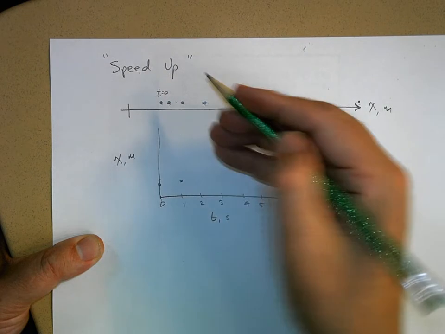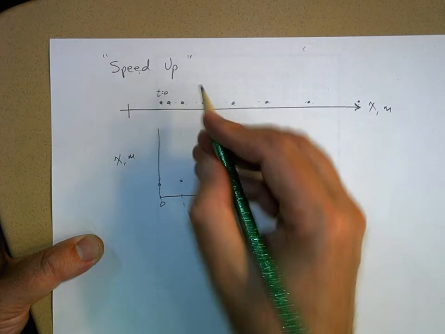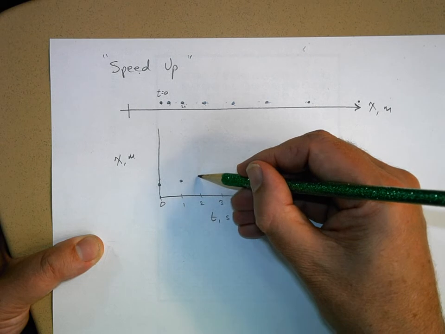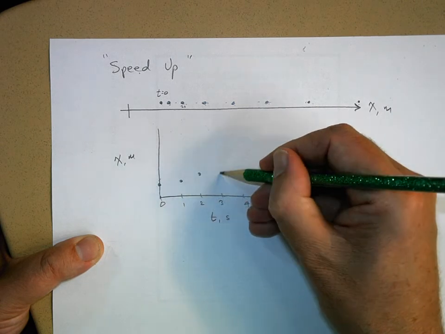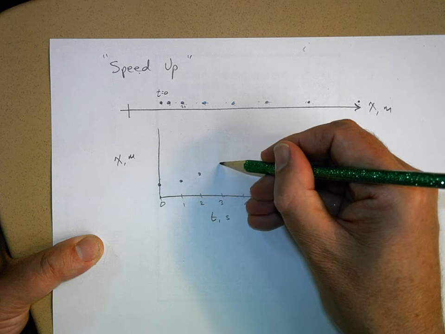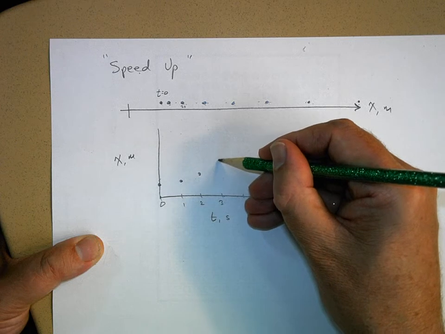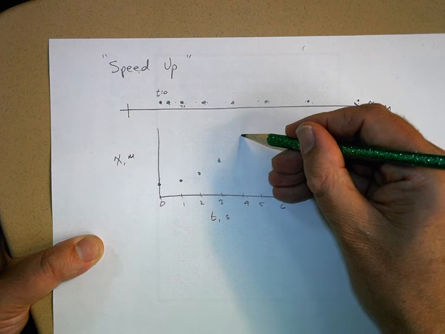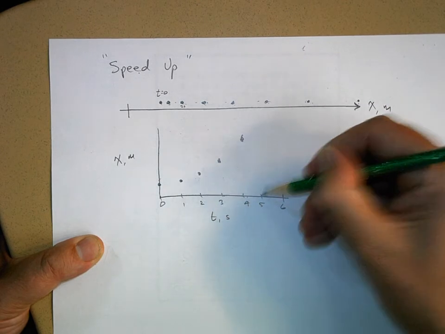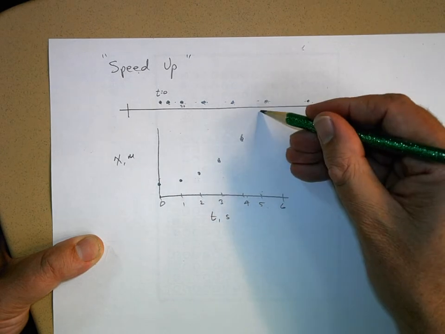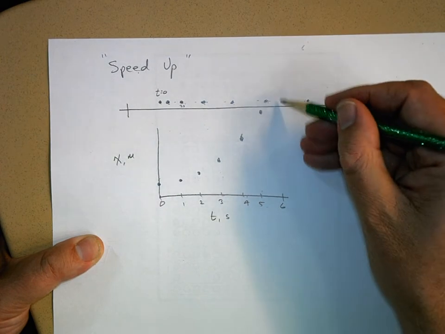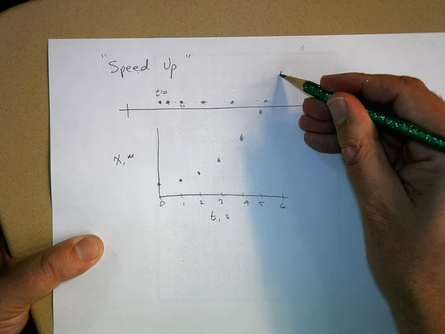But then at 2 seconds, it advanced up a little bit, but a little bit more. And then here, it went up, but by a little bit more. And then at 4, it went up, but by a little bit more. And then at 5 seconds, it went up. Oh, I'm going to run out of room here. That's okay. And then at 6 seconds, it went up, but by a little bit more.